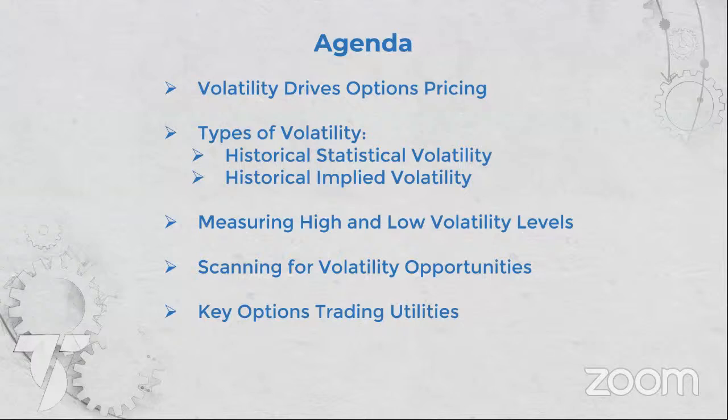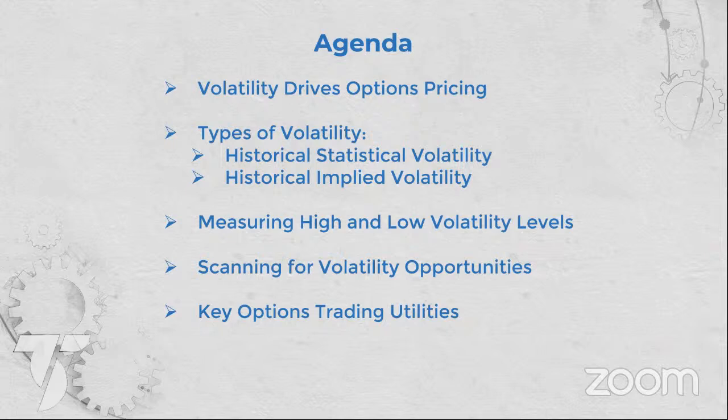Okay, let's get started. So today we're going to talk about the different types of volatility and how you can measure volatility to see if the options that you want to trade are overpriced or underpriced based on the historical volatility of that particular underlying asset. We can also use volatility to find opportunities.